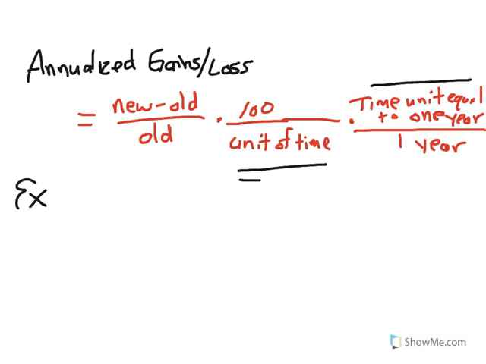365 days in a year. If it was weeks down here, this would be weeks up here. 52 weeks in a year. And you divide that by 1 year, and that will give your annualized gains or losses. Let's look at example 1.